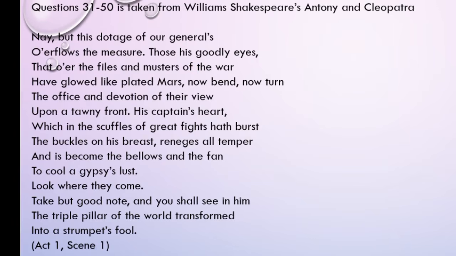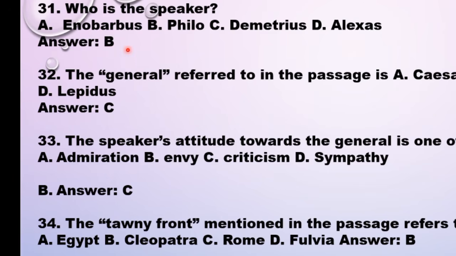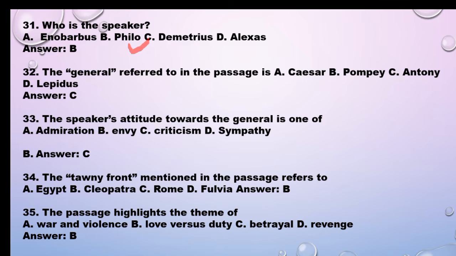So let's go to the questions. We have 5 questions on this. Now, who is the speaker? The speaker is Philo. The general referred to in the passage is, of course, we already established that it is Antony. The speaker's attitude towards the general is one of criticism, like, why you that we are always looking up to, blah blah blah, and of course the tawny front mentioned in the passage refers to Cleopatra.